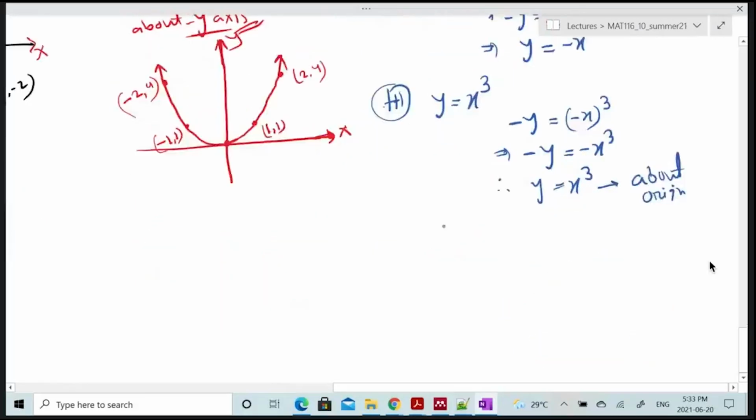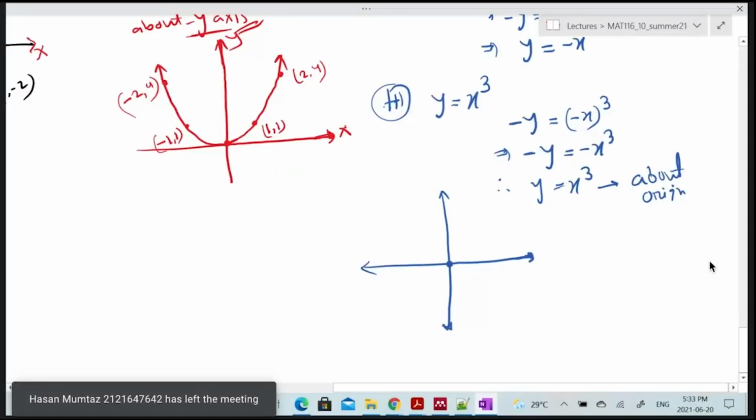Now let's draw the graph of it. Look how easy it is now. What will be the intercept for y equal to x cubed? 0, 0. That's why I asked: the intercept is 0, 0.